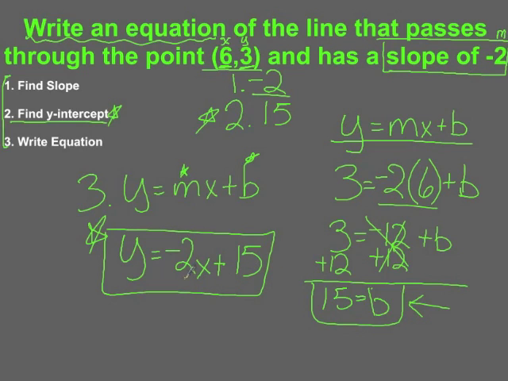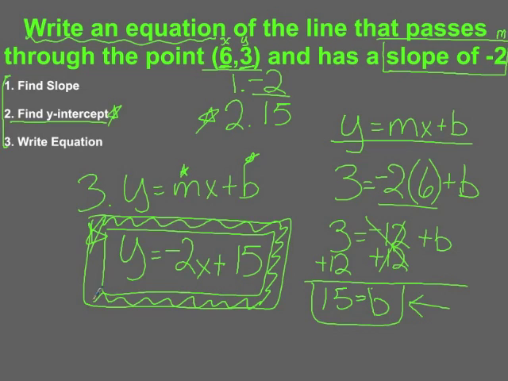We can see that the slope is -2 right here. We plugged it right into the equation, and we found the y-intercept by plugging in this point. And we found out that the y-intercept would be 15. So this is, again, the answer we're looking for. It's an equation of the line that passes through the point 6, 3 and also has a slope of -2.